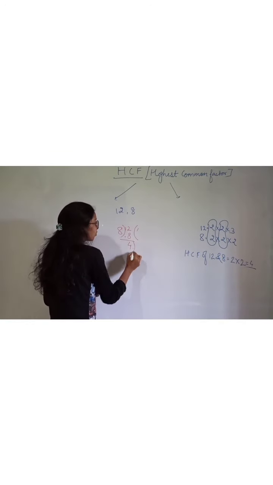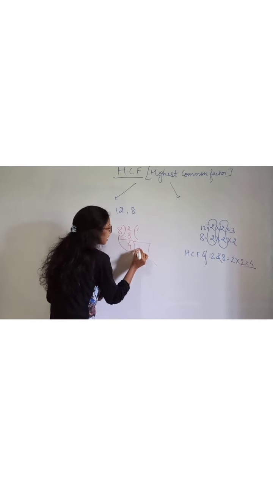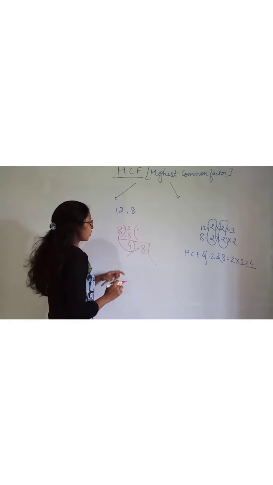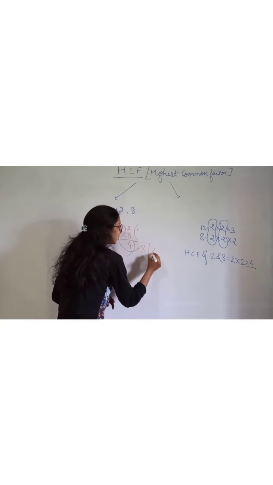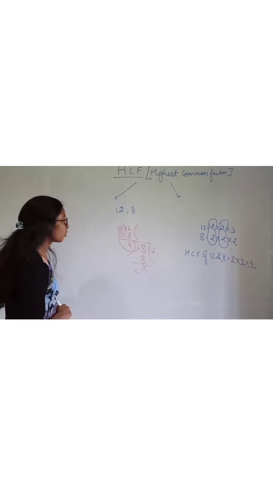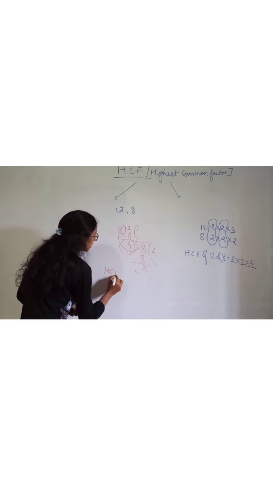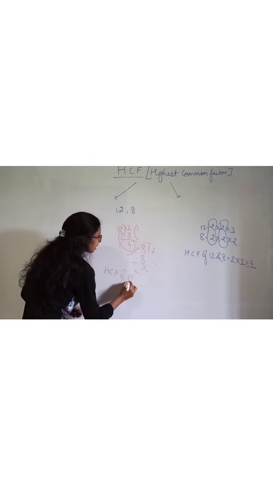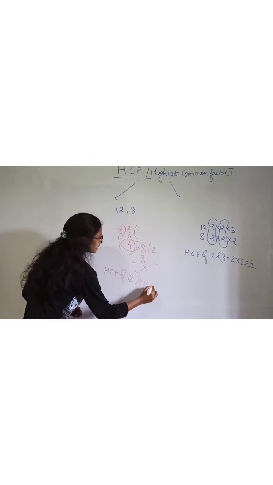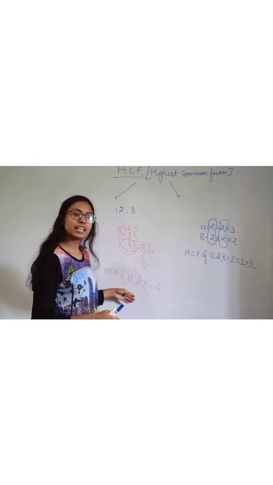Now what we have to do? In place of dividend, we have to bring this here and we will write 8. Now we all know 4 2s are 8. So the remainder here we got is 0. So the HCF will be 4 here. So HCF of 12 and 8 is 4. So we got the same HCF.